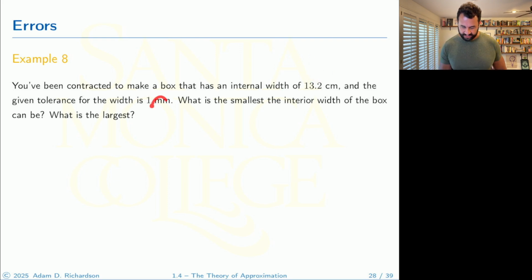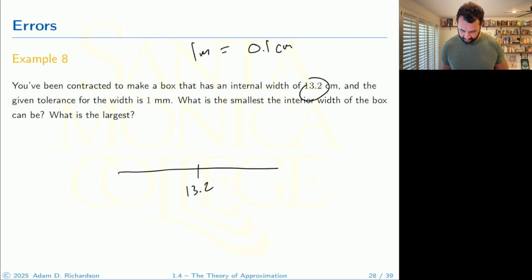One thing I notice also is this is in millimeters and this is in centimeters. So we need to convert this to centimeters. 1 millimeter is equal to 0.1 centimeters. So I see that. Okay. So we can go up 0.1 centimeters, or we can go down 0.1 centimeters from this value. So what I'm visualizing in my head is this. I see a point in the center, that's 13.2. And then I see another point over here that's going up 0.1 centimeter. So that would be 13.3.